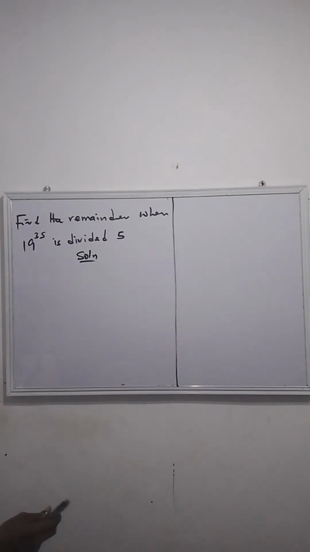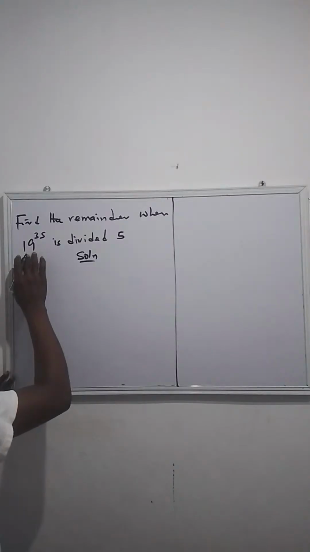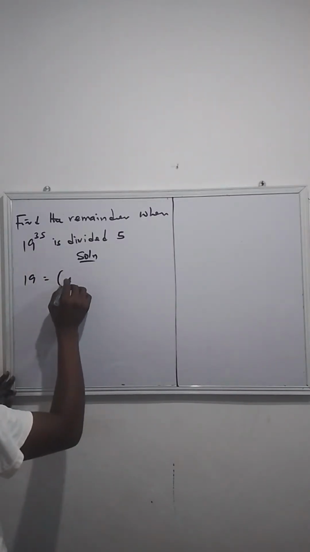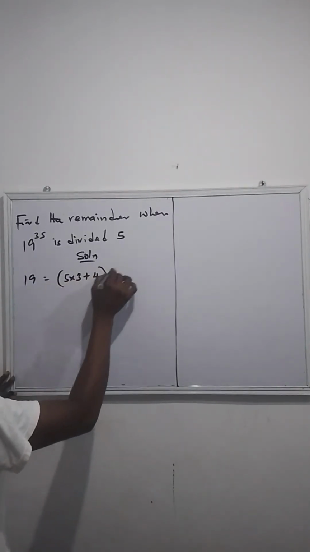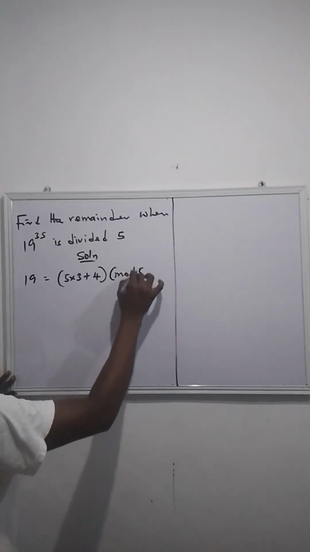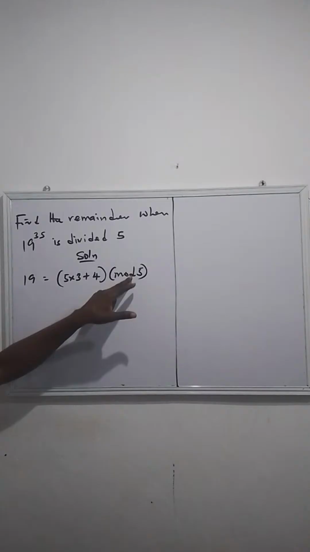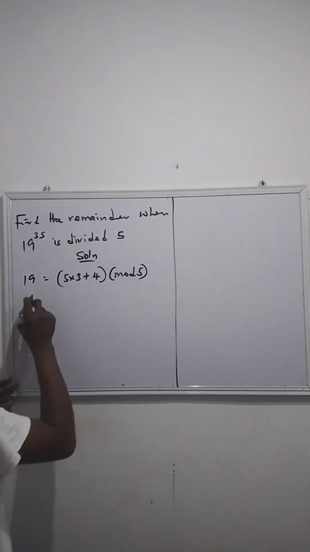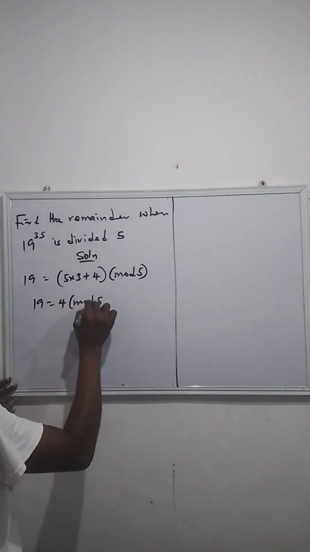Okay, so now we have 19. Just write out the base. 19 equals 5 times 3 plus 4 in mod 5. Now the divisor is the mod. The divisor is the mod, so you just express this 19 in mod 5. So we have 19 equals 4 mod 5. So that's how you begin.